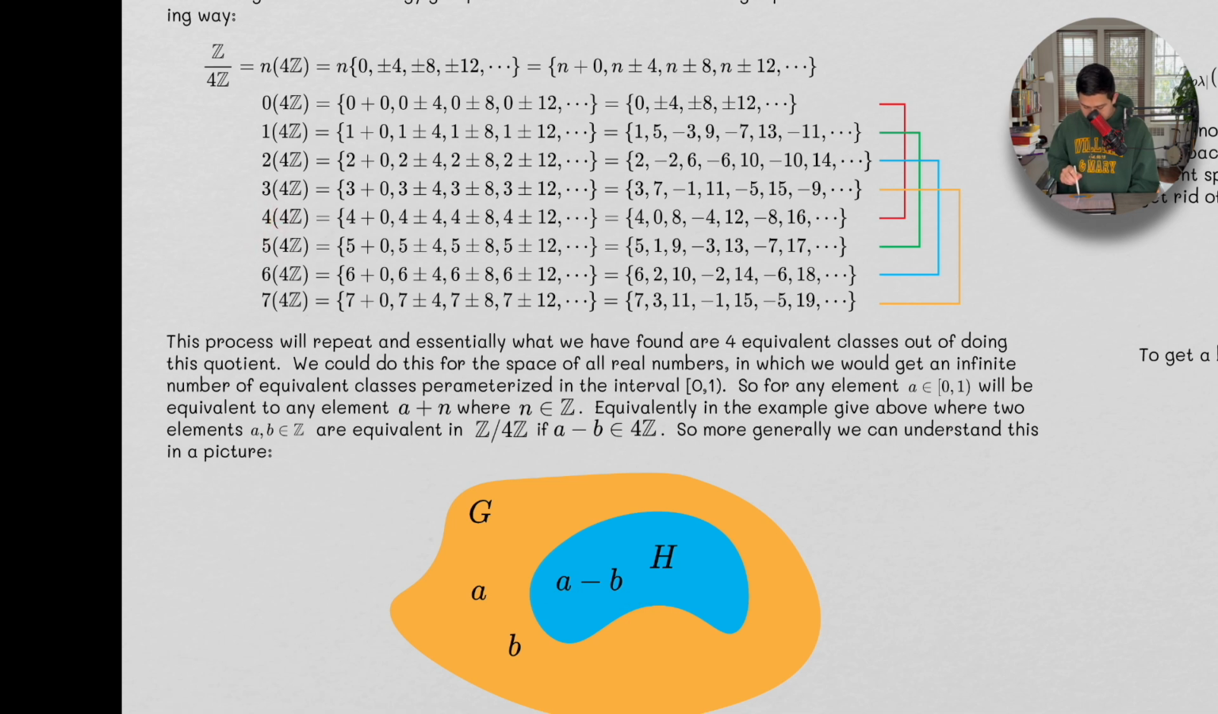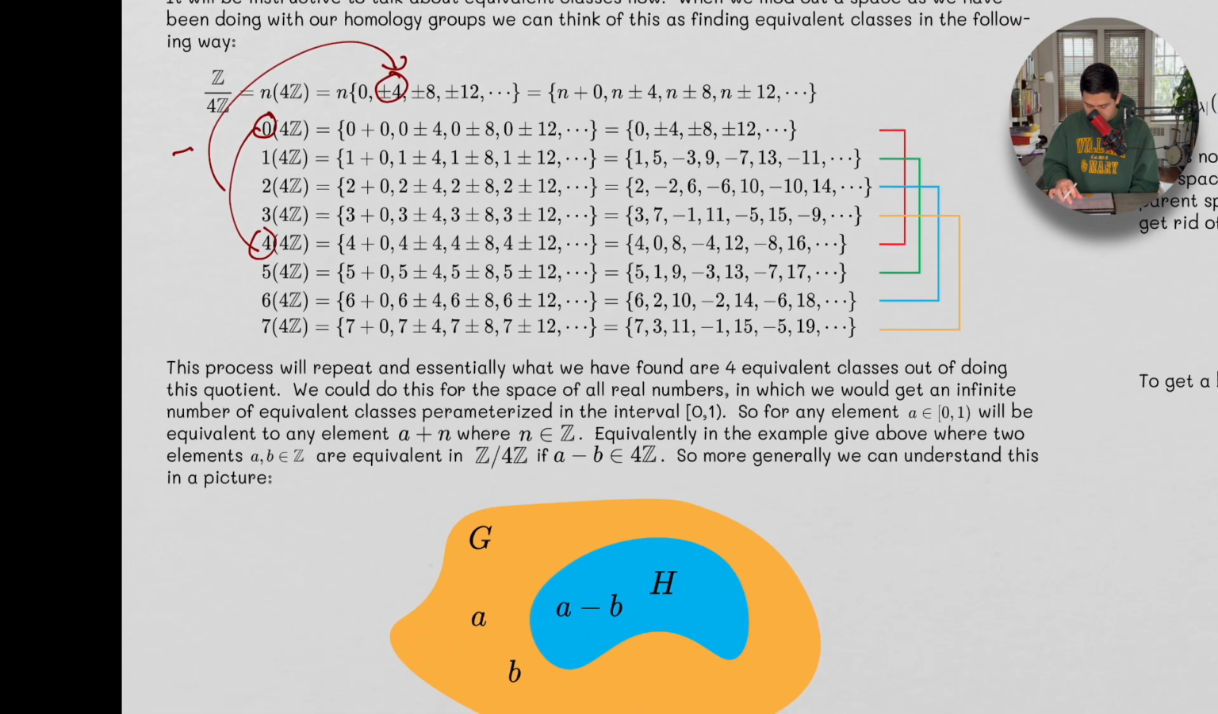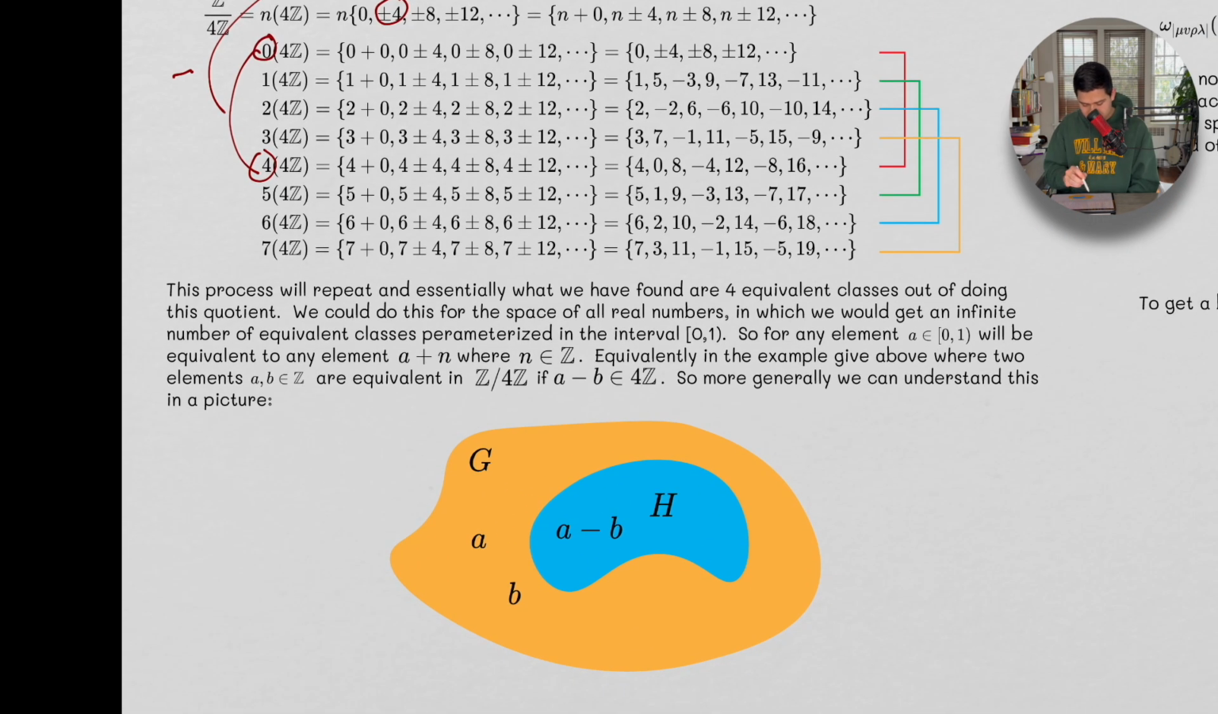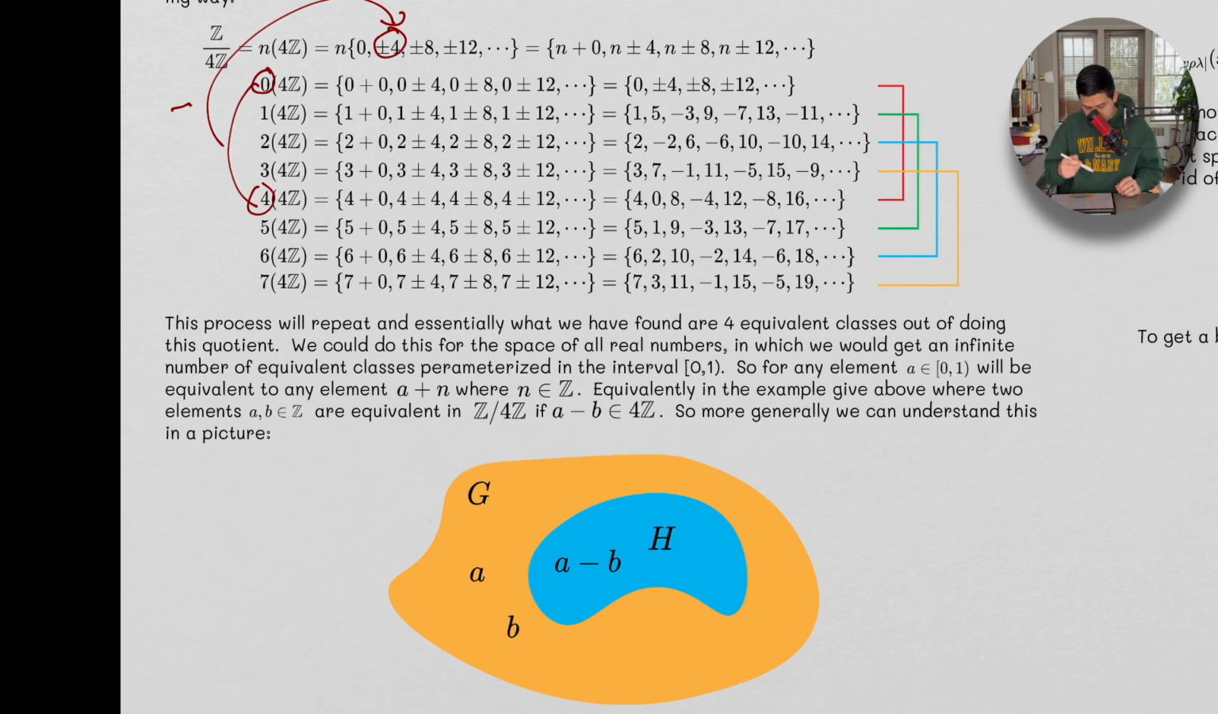If the difference between them is in H, right? So 4 minus 0 is 4, and that's in here, that's right here. If that's the case, so if we have this and this, and the difference between these is this guy right here, so the difference is in here, then we have established equivalence classes. Okay, so our space big G is Z here, and H is 4Z, and so we've established equivalence classes.